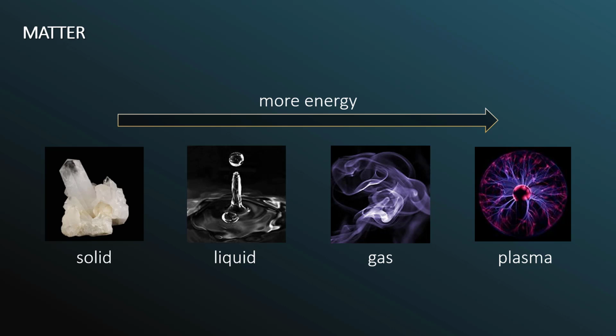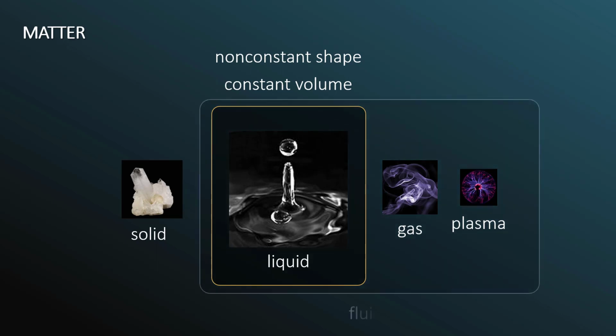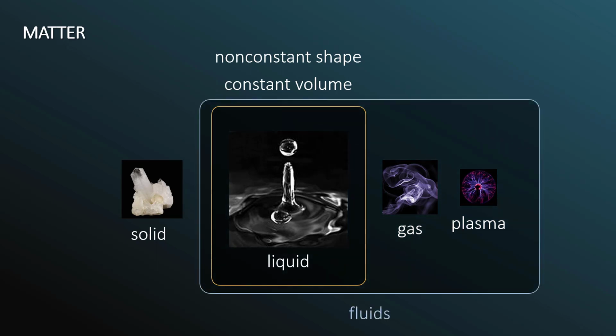In the previous chapter, we talked about solids. In this chapter, we will talk about liquids. Liquids have a non-constant shape, but they maintain a constant volume. And as a reminder, all three of these phases are considered to be fluids. Today, we will mostly be discussing liquids, but a lot of what we will talk about will be applicable to fluids in general. So what is a fluid?